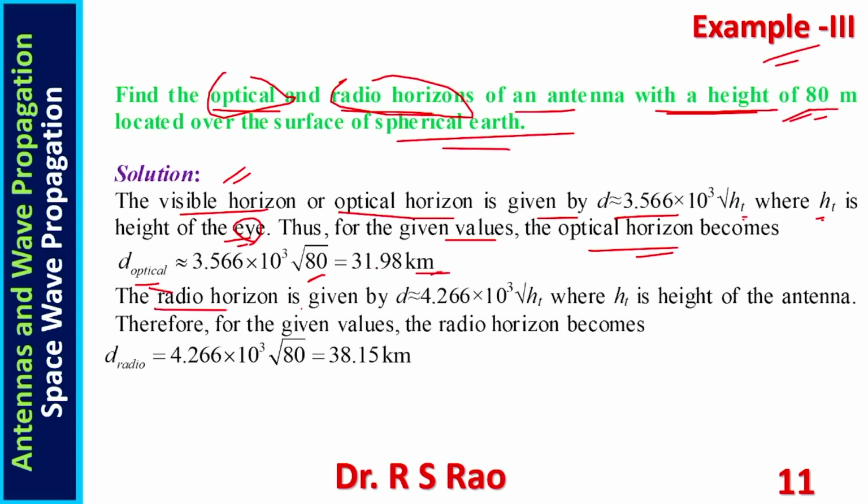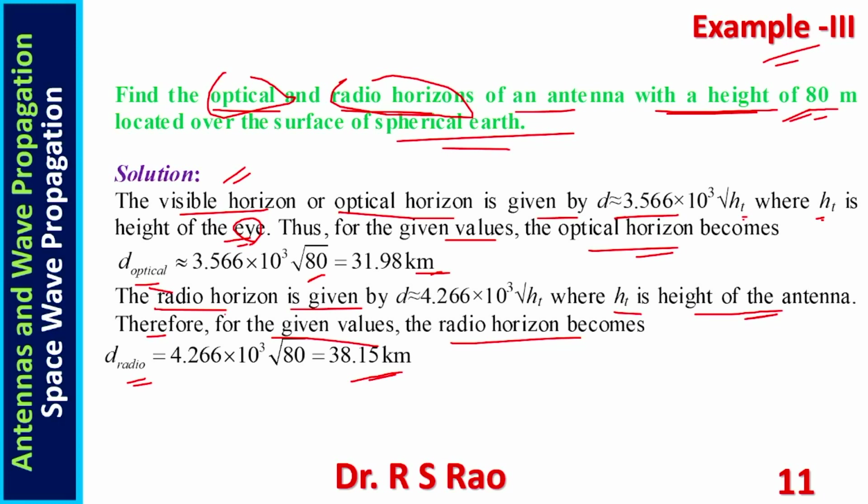The radio horizon, second part is radio horizon. It is given by 4.266 into 10 power 3 multiplied by square root of HT, where HT is height of antenna. Therefore, for the given values, radio horizon becomes 4.266 into 10 power 3 multiplied by square root of 80 equal to 38.15 kilometers.